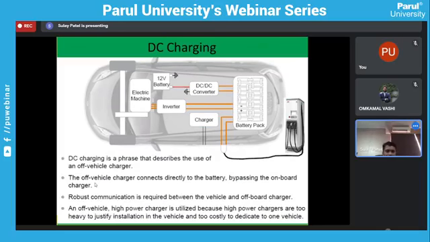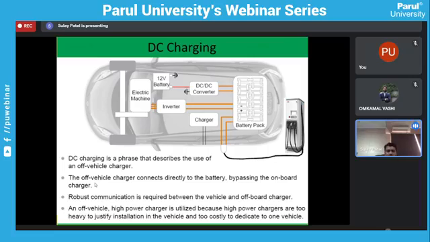DC charging. DC charging is a phrase that describes the use of an off-vehicle charger. The off-vehicle charger connects directly to the battery, bypassing the onboard charger. Robust communication is required between the vehicle and the off-board charger. An off-vehicle high-power charger is utilized because high-power chargers are too heavy to justify installation in the vehicle, and too costly to dedicate to one vehicle.